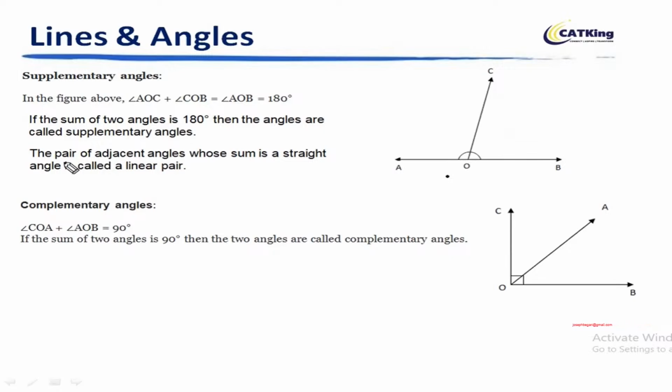So what we can conclude from this is that a pair of adjacent angles whose sum is a straight angle is called a linear pair, and it is equal to 180 degrees. If the sum of two angles is 180 degrees, then the angles are called supplementary angles. Then what is a complementary angle? If the sum of two angles is 90 degrees, then the two angles are called complementary angles. As you can see in this example, COA plus AOB is 90 degrees. So this is a complementary angle.